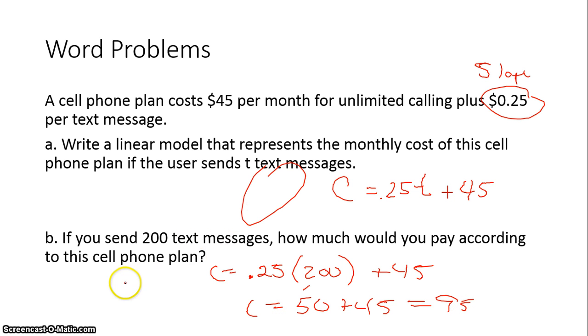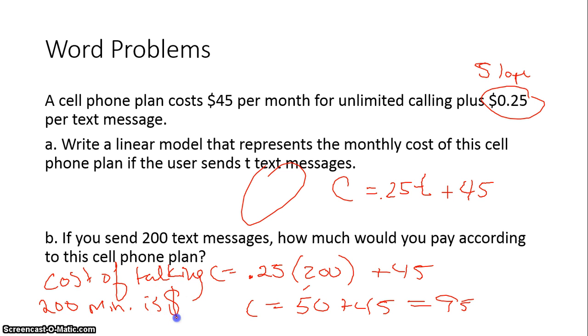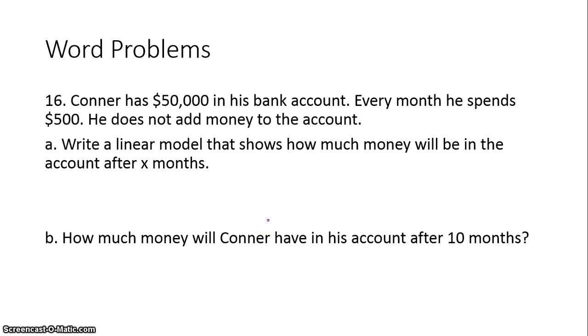So the cost of talking 200 minutes is, nope, that's $95. And you need to answer your word problems in complete sentences. So the cost of talking 200 minutes is $95 is a reasonable answer for that. All right, on to our next word problem.